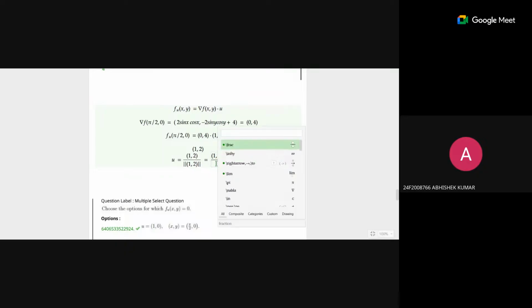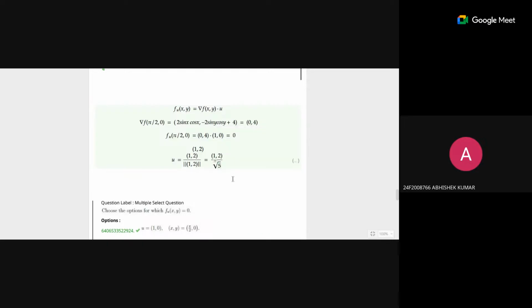So just divide. This is a unit vector now, right? Just find the norm of this vector. We get one. So the norm of u is one. So this is a unit vector. Basically, we changed this vector into a unit vector.